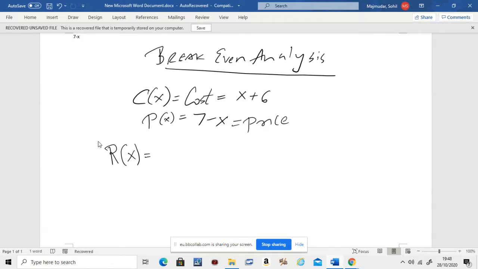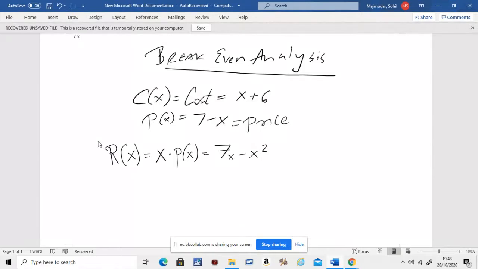The revenue is the number of units x times the price function. So you take this function and multiply it with x. You get 7x minus x squared. This here is your revenue function.